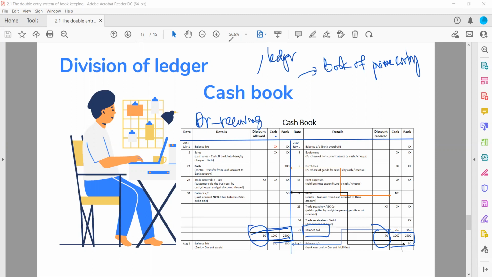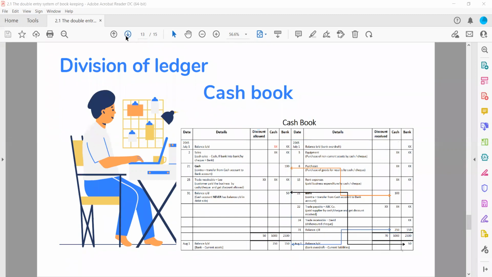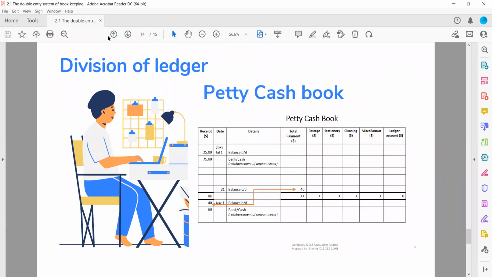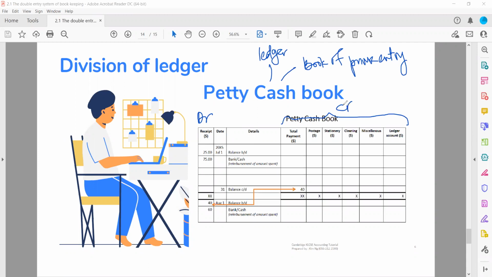Okay, next continue. Petty cash book. Same thing, petty cash book also perform 2 roles. One is a ledger, one is a book of prime entry. So what is a book of prime entry? We're going to learn in the following chapter. So, T account, slightly different a bit. This T is here is a debit. And this side, all are considered credit.